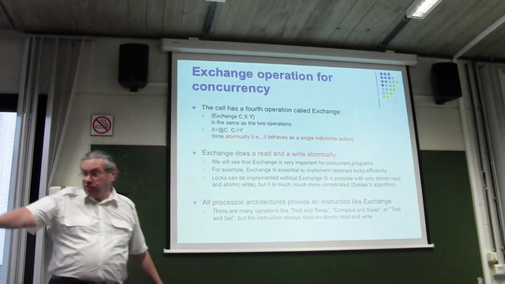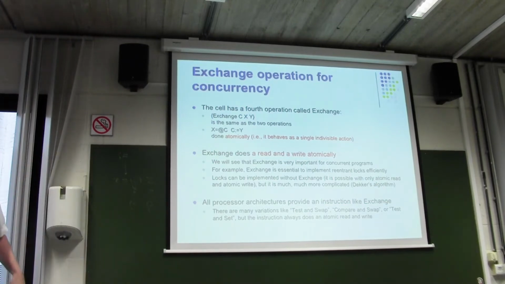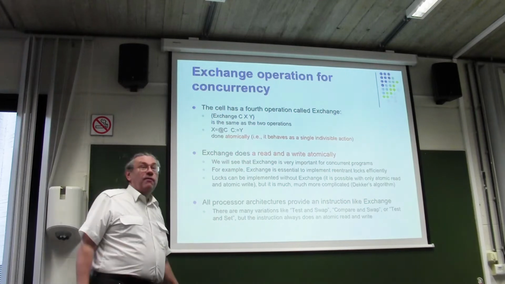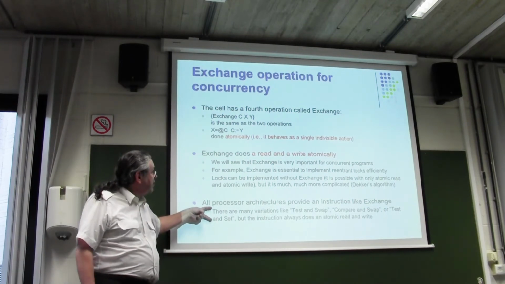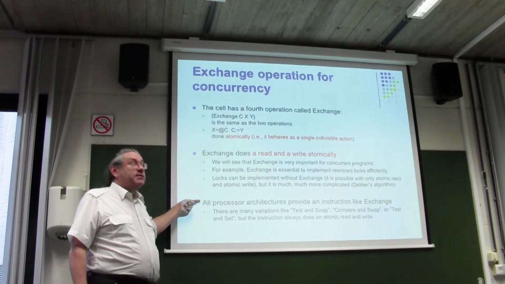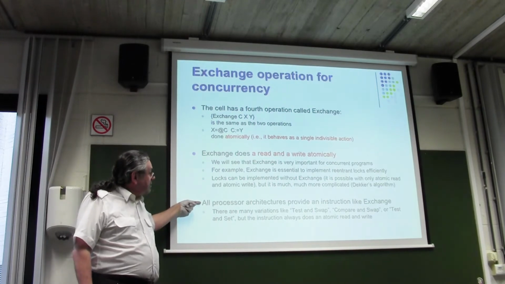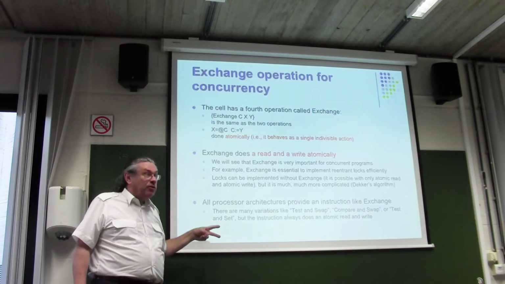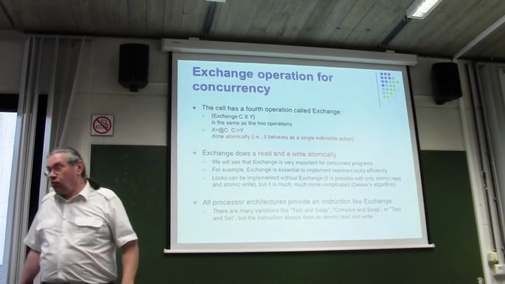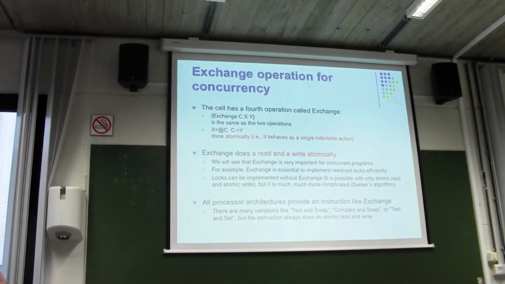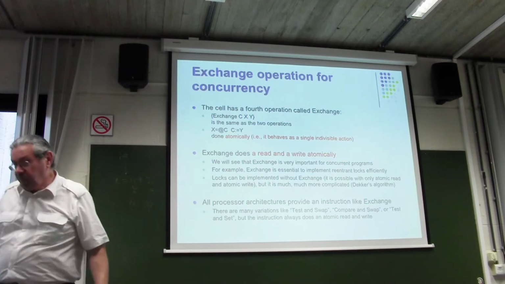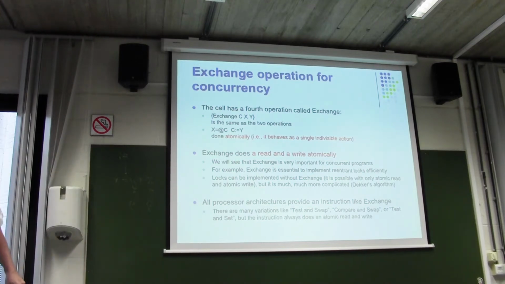All processor architectures. This one here, which is an Intel Core i7, is doing it. The ARMs are doing it. All of them are doing it. Okay. Showing you how important it is. It's supported in hardware because otherwise things are much harder. So we're going to use exchange. So that's one thing. So that gives you a refresher on cells. And remember that exchange.